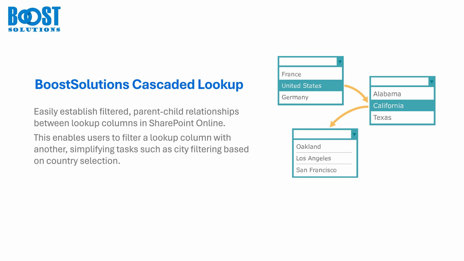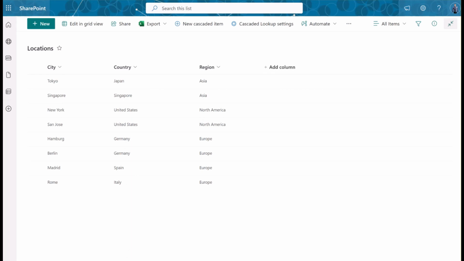Let's get started. In this demo, we have a list named Locations. This list contains 3 columns: city, country, and region. Both city and country are text columns, while region is a choice column. This list includes several cities, each corresponding to a country and a region.